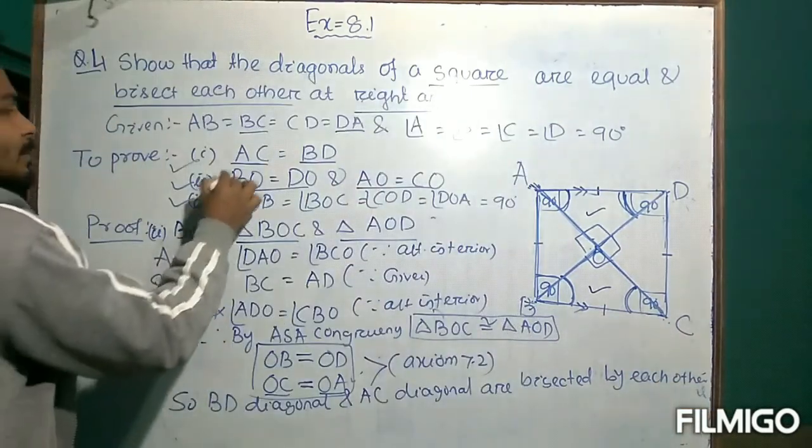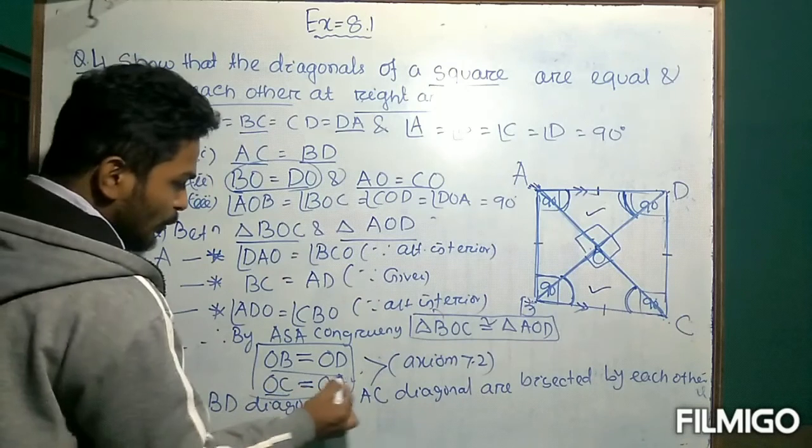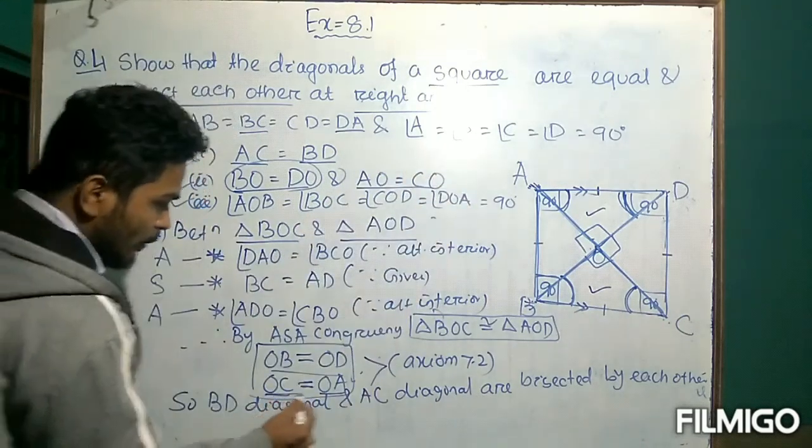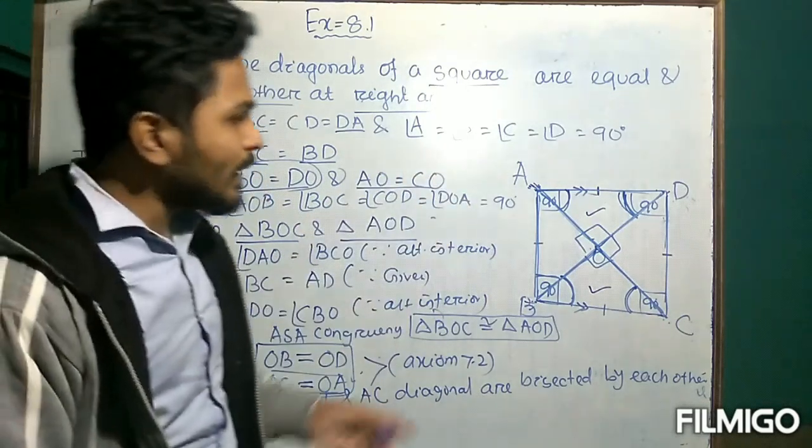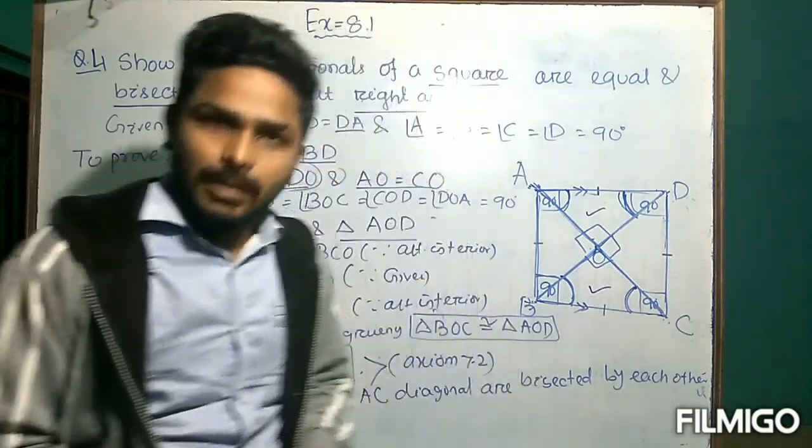See, we have to prove this: BO is equal to DO. We have proved. AO is equal to CO. Here we have proved. It means the two diagonals of a square are bisecting each other.